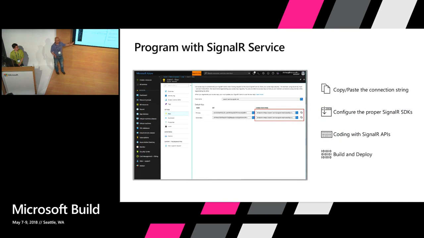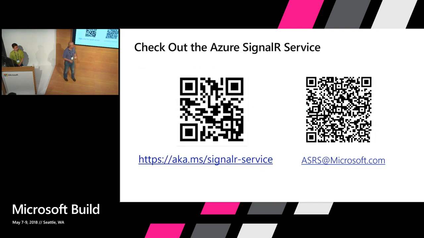Once you have that provisioned in about 2 minutes, the only thing you need to get from this instance is a connection string, which has all the endpoints for the instance you are going to use and the access token for authentication purposes. With a very simple, straightforward configuration of the SDK and a couple of lines of change, as was just said, you are ready to go. You build and deploy, and it's up and running.